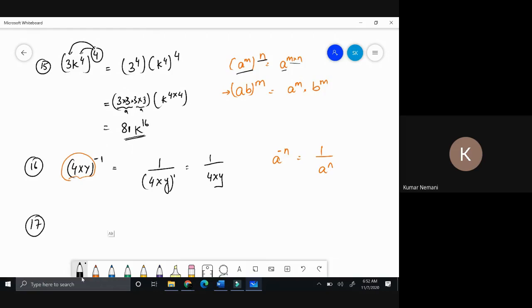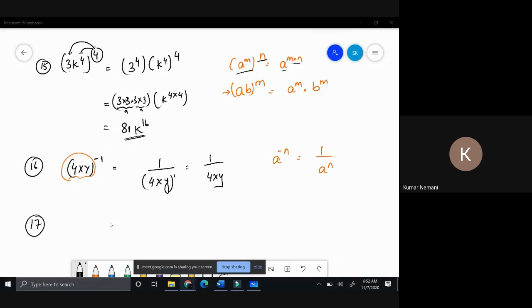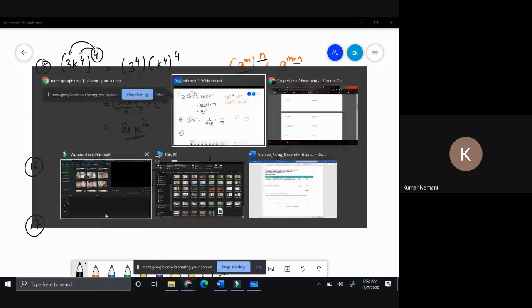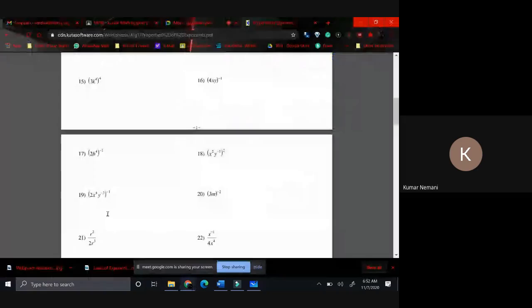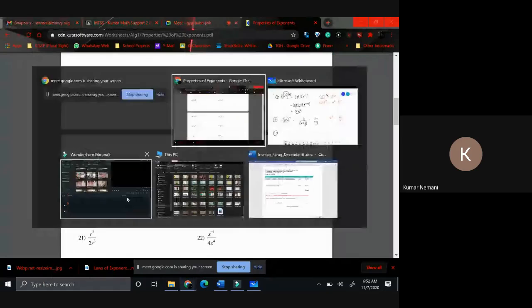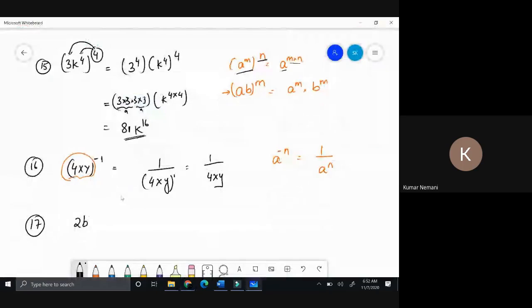17th one. You have 2b power 4, this whole thing raised to the power -1. We are going to use the exact same formula, and it's going to become 2b power 4.